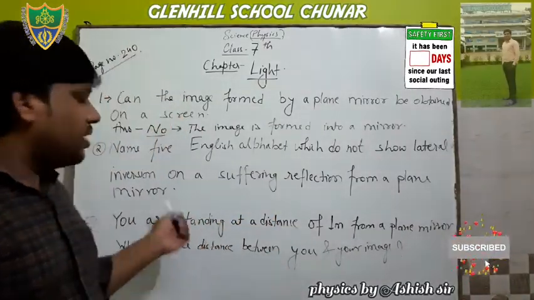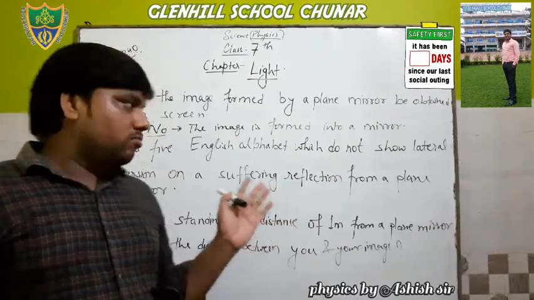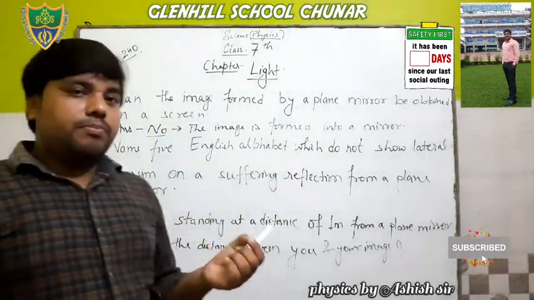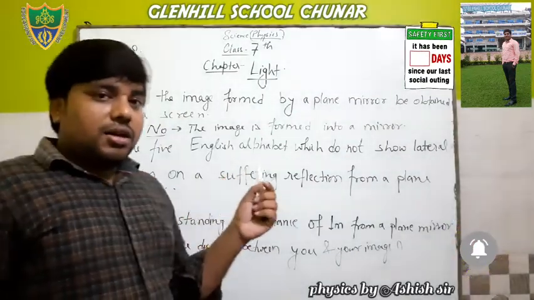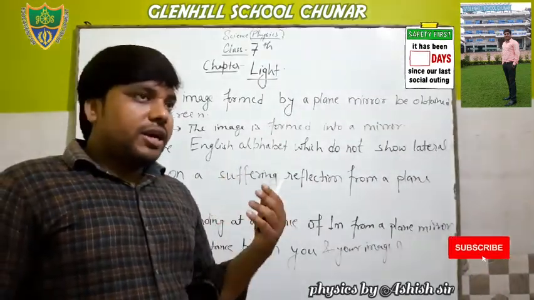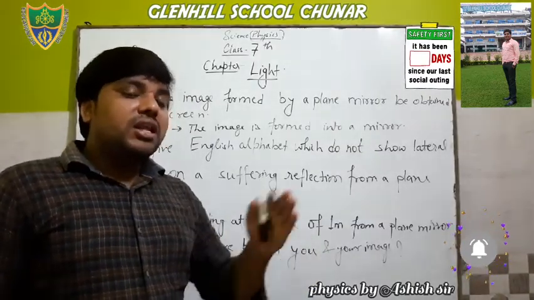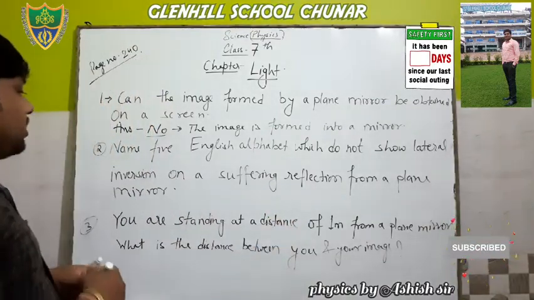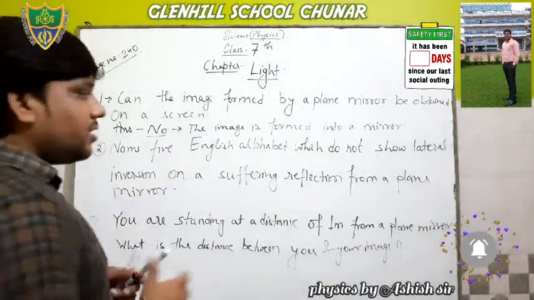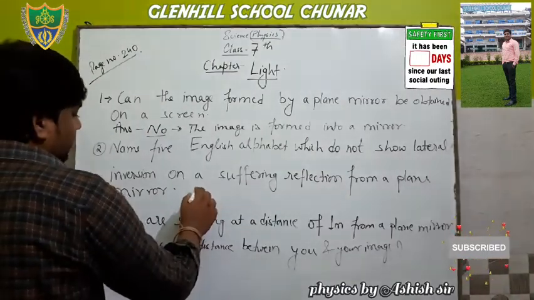Now the next question is, name 5 English alphabet letters which do not show lateral inversion on suffering reflection from a plane mirror. Means after reflection from the plane mirror, there is a property of the mirror which gives a laterally inverted image. Lateral inversion means the left side comes to the right side and the right side comes to the left side of the image. So some letters are there which do not change after lateral inversion.